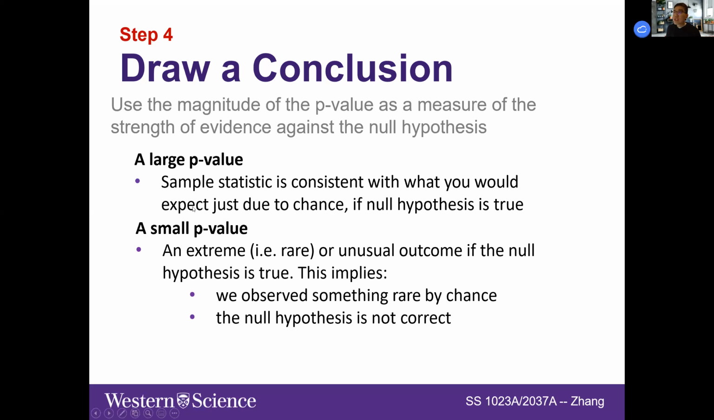So this is the conclusion that we can draw from the p-value. And that concludes the whole hypothesis testing process. So any questions so far about the process of deciding whether we reject our null hypothesis or not?